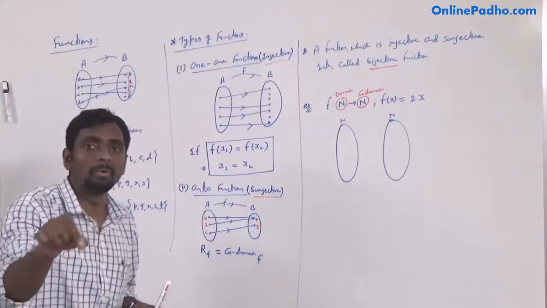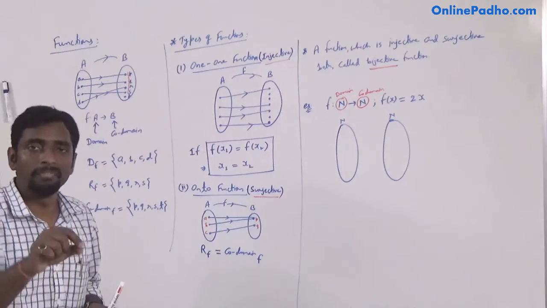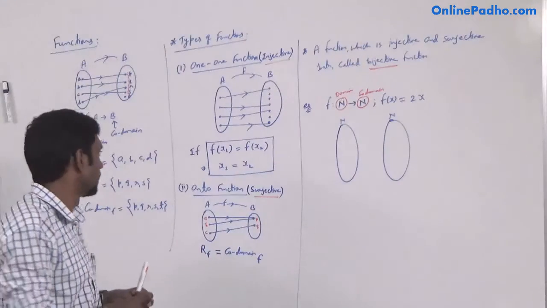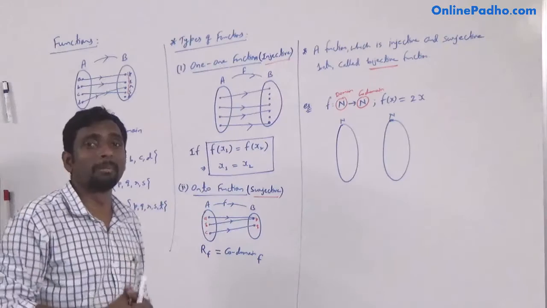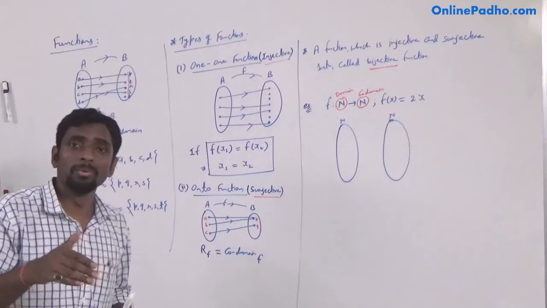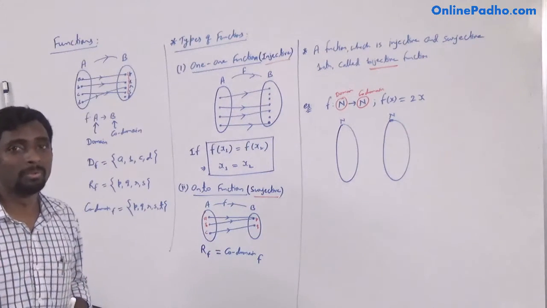f: R to R, real numbers to real numbers. f: N to N, natural numbers to natural numbers. f: R to N, real numbers to natural numbers. f: W to Z, whole numbers to integers.